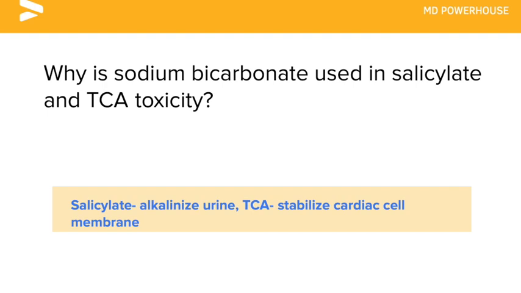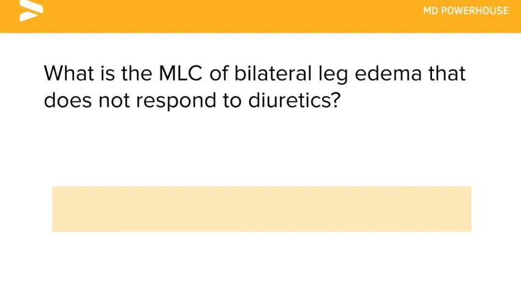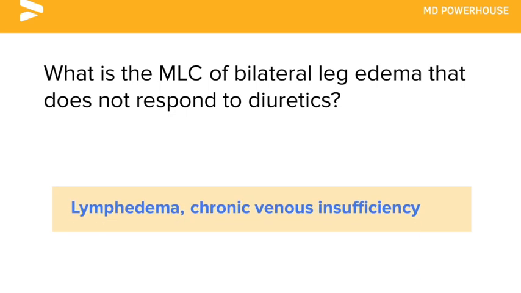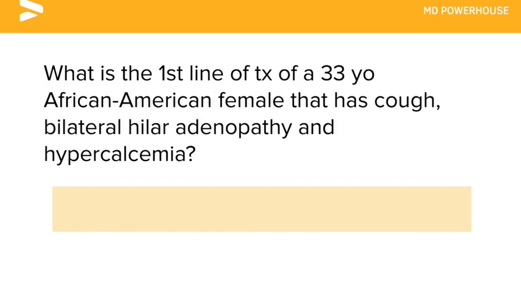What is the most likely cause of bilateral leg edema that does not respond to diuretics? Lymphedema and chronic venous insufficiency. What is the first line of treatment of a 33-year-old African American female that has a cough, bilateral hilar adenopathy, and hypercalcemia? Glucocorticoid therapy, because this patient has sarcoidosis.